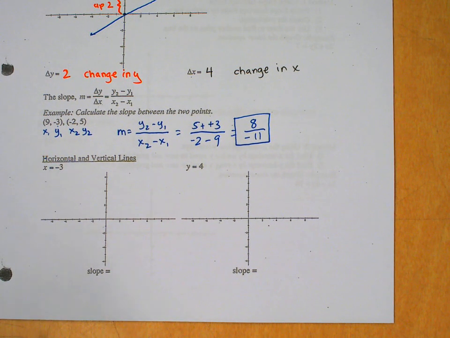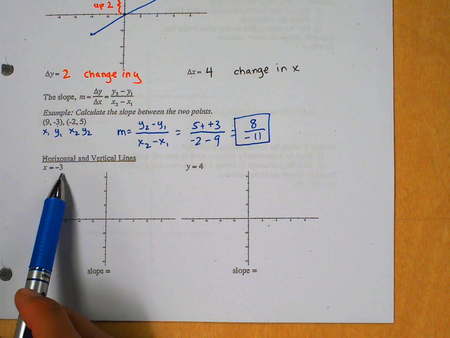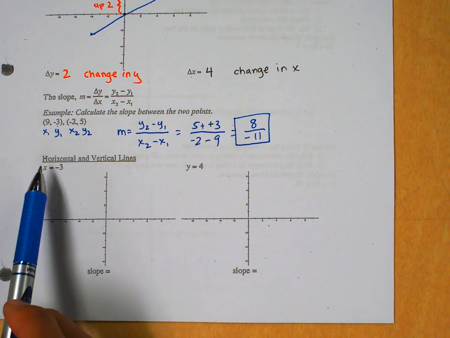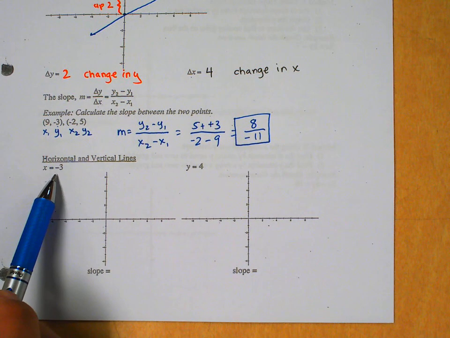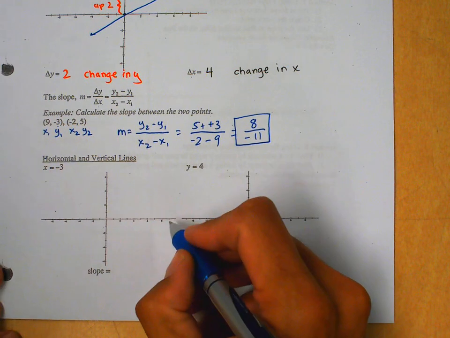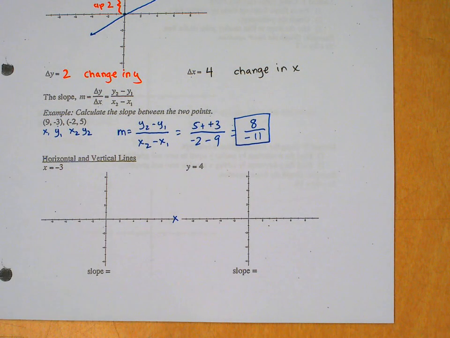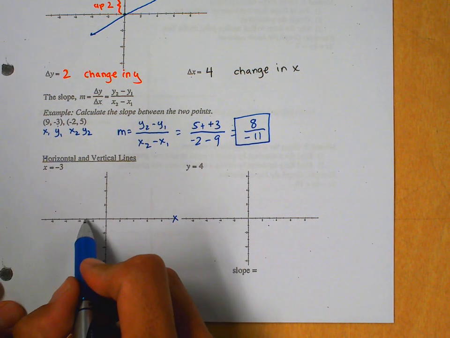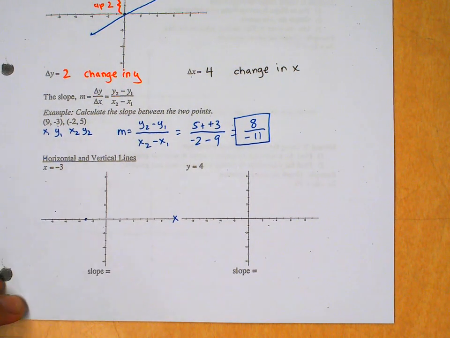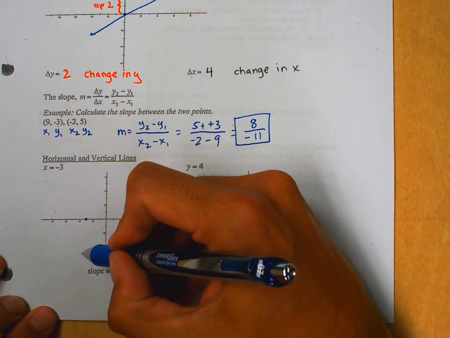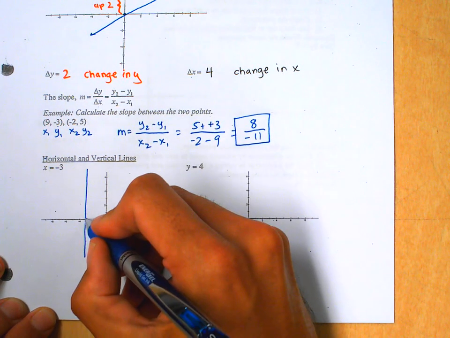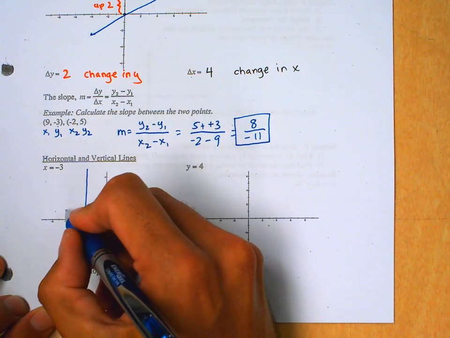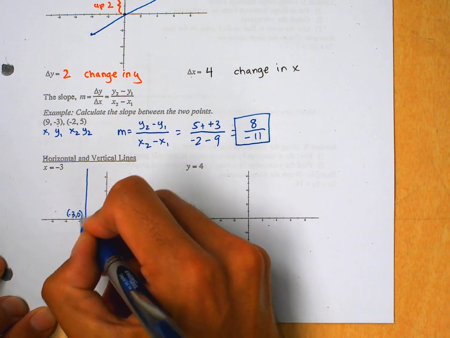Now, earlier you remember I promised you were going to learn what x equals negative 3 looks like, and that's either a horizontal or a vertical line. And x equals negative 3 is a vertical line through negative 3. You see you have the x-axis right here, so negative 3 on the x-axis is right there. And so it's a vertical line through that point. You see the ordered pair is negative 3 comma 0.